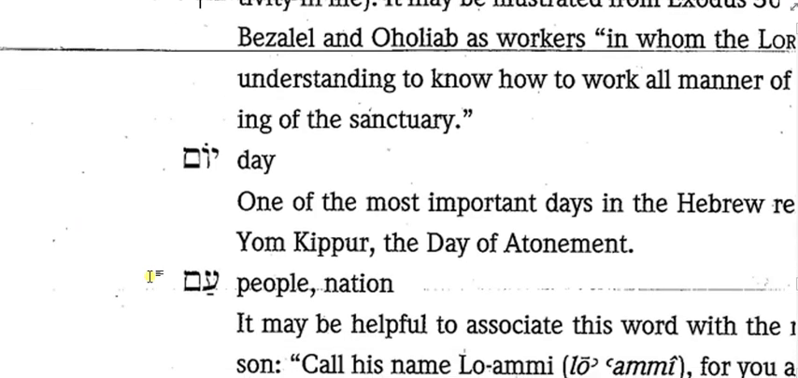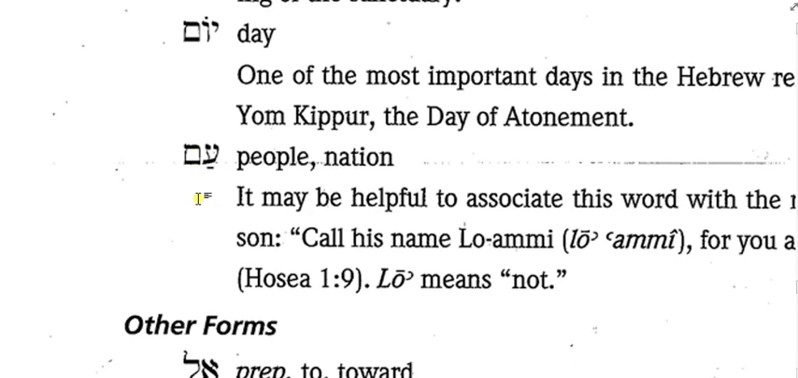Next we have Yom, so day. Yom Kippur is the Day of Atonement. And Am is people or nation. So you've read about how Hosea 9 refers to the Israelites as Lo Ami. Lo means not. The Kirik Yod at the end of Am is my people. So not my people.